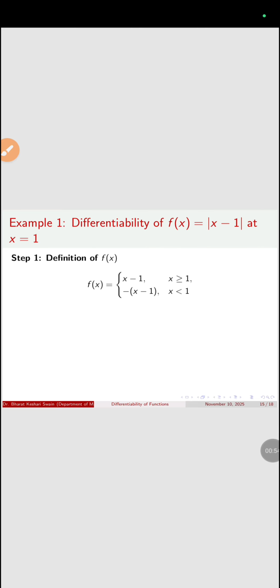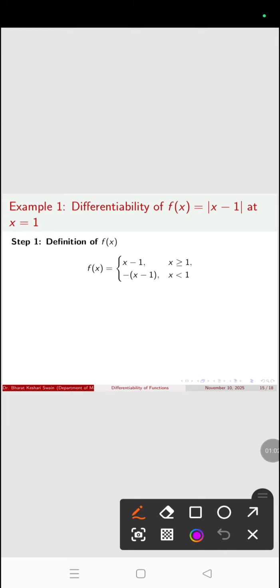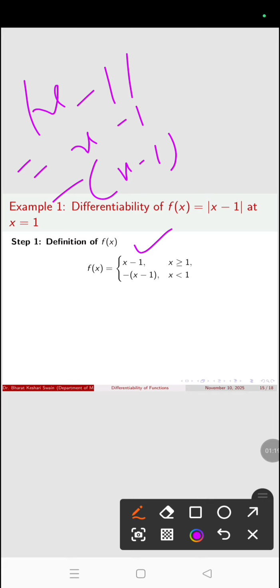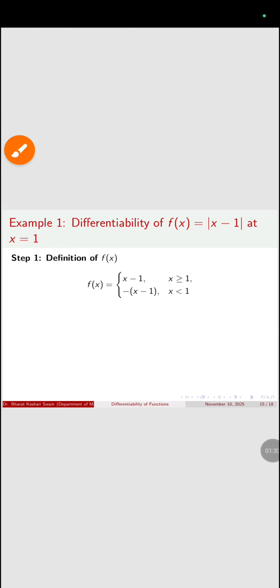So this is the first example: differentiability of f(x) equal to mod of x minus 1 at x equal to 1. When you check for the differentiability of the function at x equal to 1, we can write the function like this. It will be x minus 1 or minus of x minus 1 according to the value of x. When x is greater than or equal to 1, it will be x minus 1, and when x is less than 1, it will be minus of x minus 1. This is the definition of the given function.